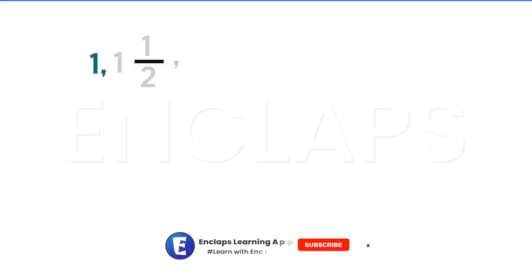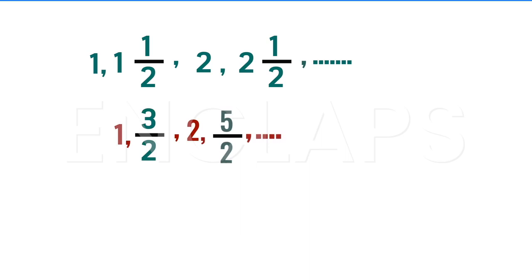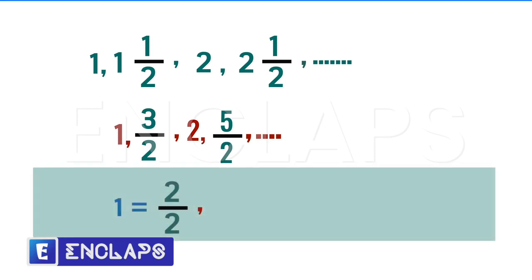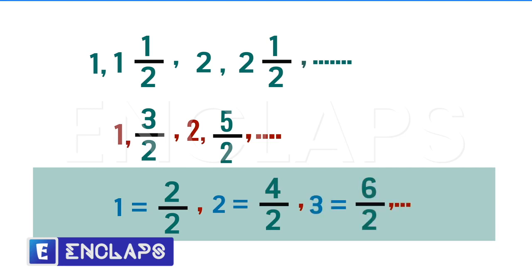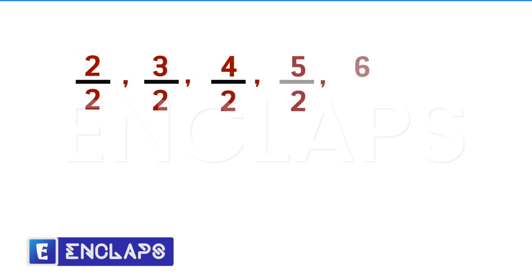Similarly, the sequence 1, 1 1/2, 2, 2 1/2, 3, 3 1/2 can be written as 1, 3/2, 2, 5/2 etc. Here in the sequence, the alternate numbers are fractions with denominator 2. The whole numbers in this series can also be written as fractions with denominator 2. That is, 1 can be written as 2/2 and 2 can be written as 4/2 and so on. So the sequence can be written as 2/2, 3/2, 4/2, 5/2, 6/2 and 7/2 etc.